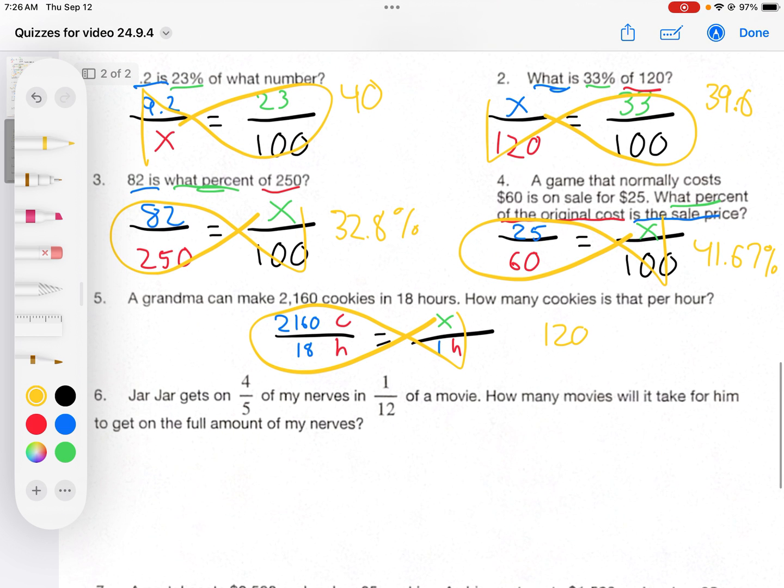Number 6, Jar Jar from Star Wars gets on 4/5 of my nerves in 1/12 of a movie. How many movies will it take him to get on the full amount of my nerves? So this one, I intentionally made the wording just a bit tricky. 4/5 of my nerves in 1/12 of a movie. And then we're asking how many movies will it take him to get on the full amount of my nerves.